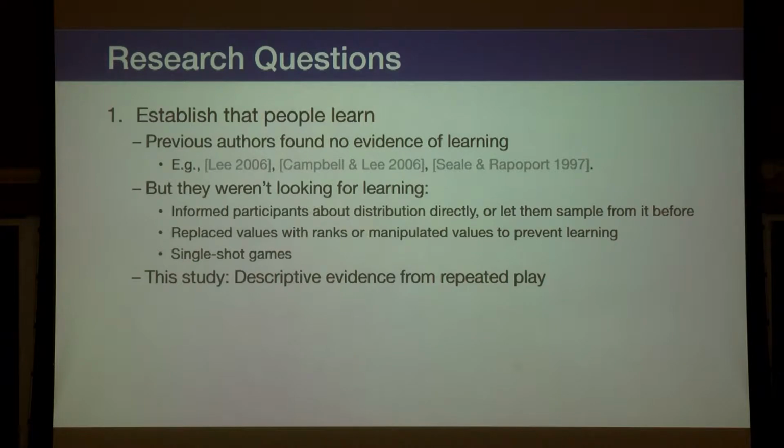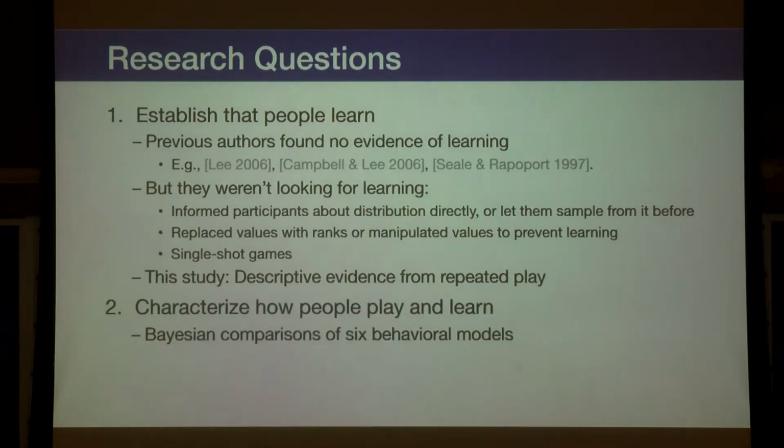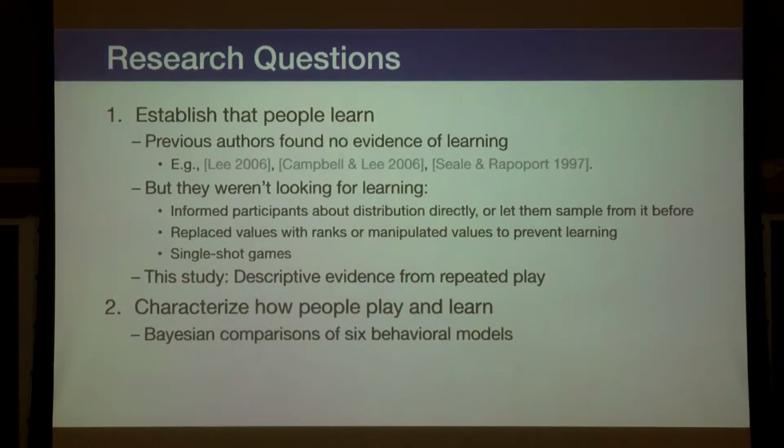So in this study, we're just going to provide some straightforward descriptive evidence that people do in fact learn, just basically by looking at how they perform on the task. The second thing that we want to look at is understanding how people actually do this task. So we're going to do that in a couple of ways. The first thing we're going to do is construct 6 potential models that could describe how people behave.